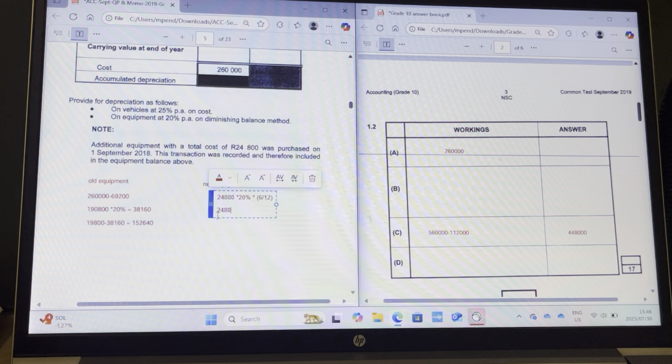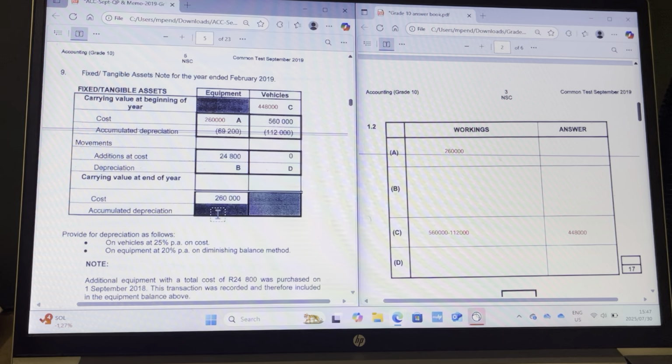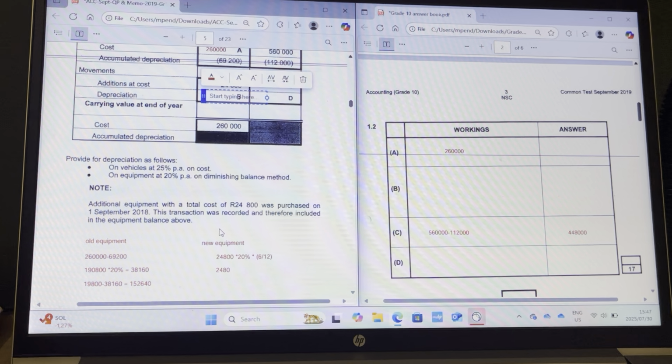It's 2,480. So our total depreciation amount is going to be this 38,160 plus 2,480. That is going to be our total depreciation cost for the current year, which is 40,640.